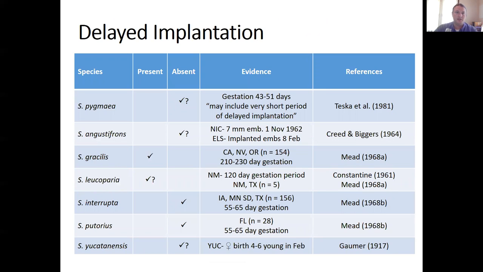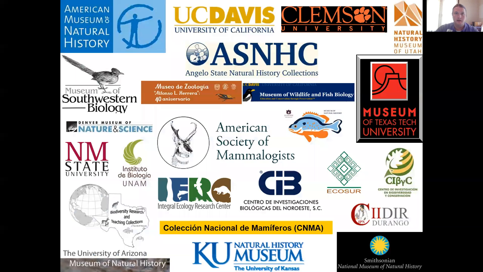So one of the last things I just want to talk about is delayed implantation. And this is just a rough summary of what we know about delayed implantation. It clearly indicates that there are several taxa for which further physiological reproductive investigations would be warranted to try to look at and trace the ancestral state or evolution of delayed implantation across this group.